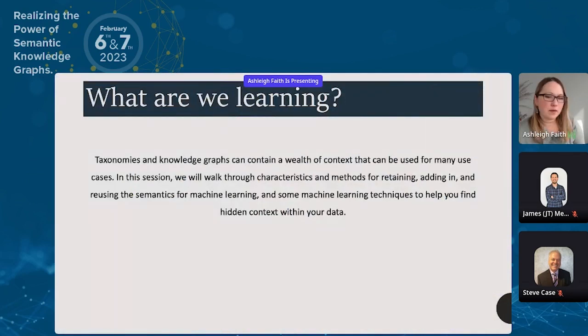That's what we're going to talk about today: what are some of those characteristics and methods for retaining, adding in, and reusing the semantics that you already have or that exist out in the world for machine learning techniques. That might be using pre-trained models if you already have them. This could even be applied to some of the off-the-shelf commercial auto-indexer kinds of things where you're auto-classifying documents. This is just generally how do you help the machine learning that you're using, whether you're making it yourself or getting it off the shelf, to make it a little bit better.